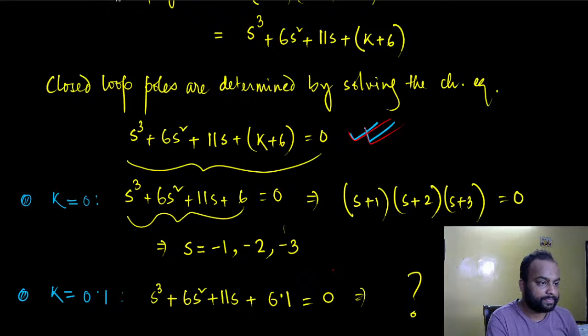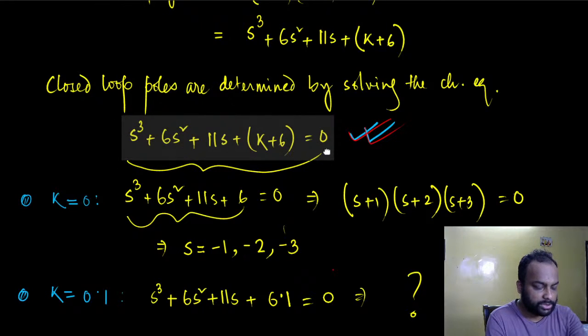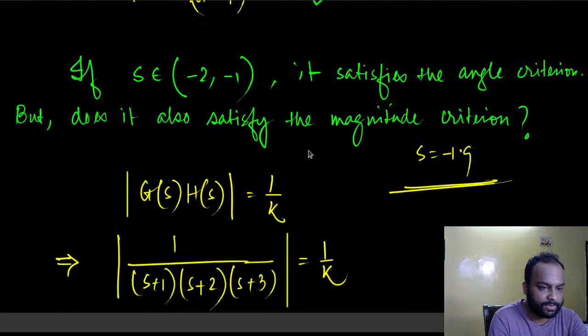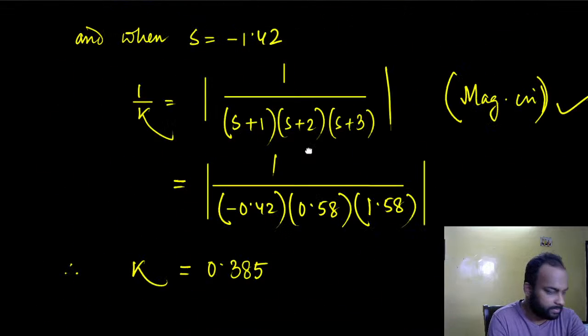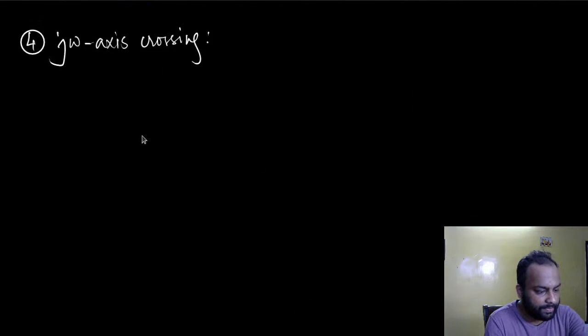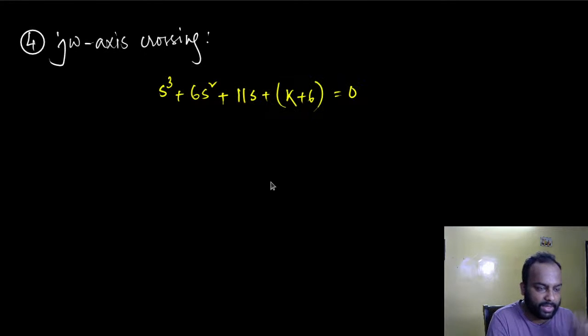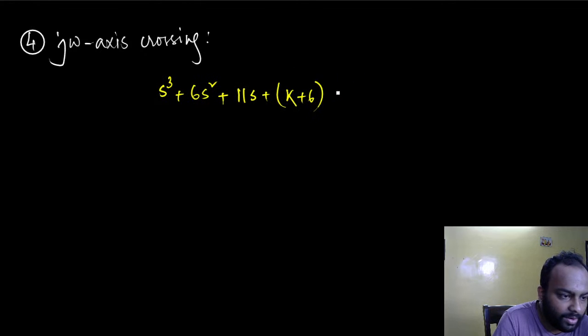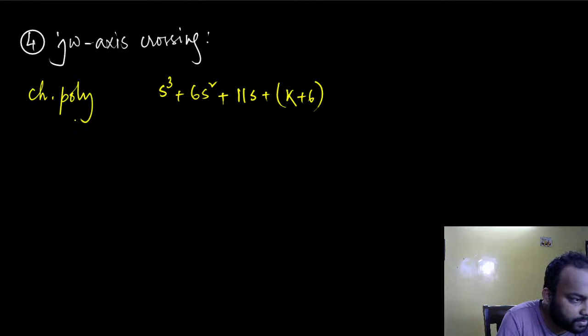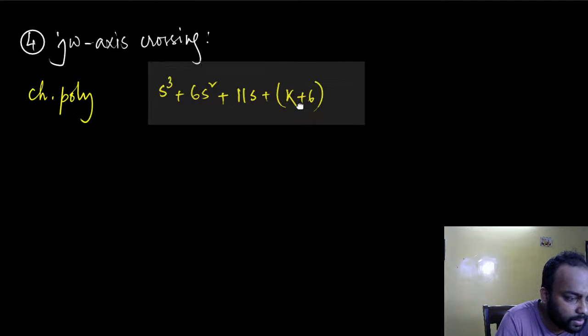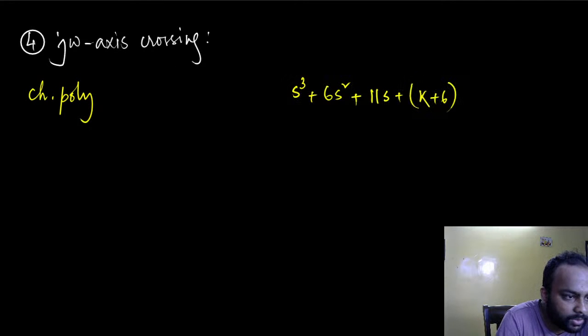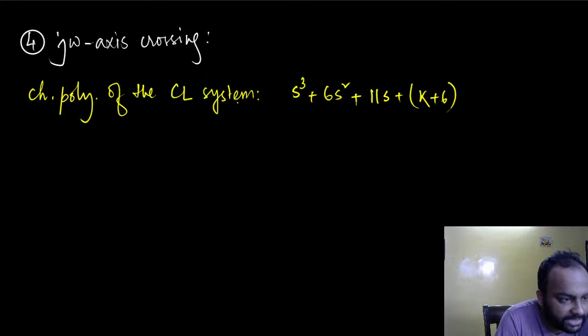Let's copy it. This was the characteristic equation of the closed loop system. This is the reason I am doing it on the same paper here. We already have this. Rather, we are talking about the characteristic polynomial. This is the characteristic polynomial of the closed loop system. Of course, CL stands for closed loop.